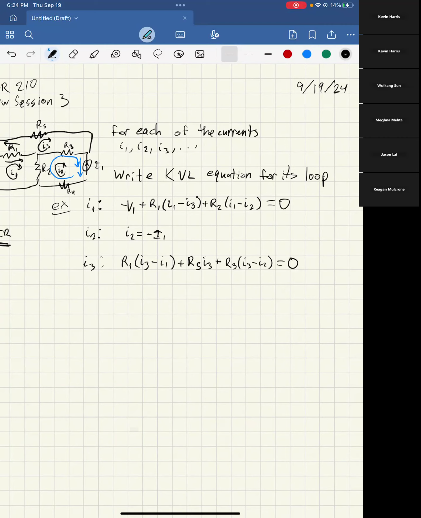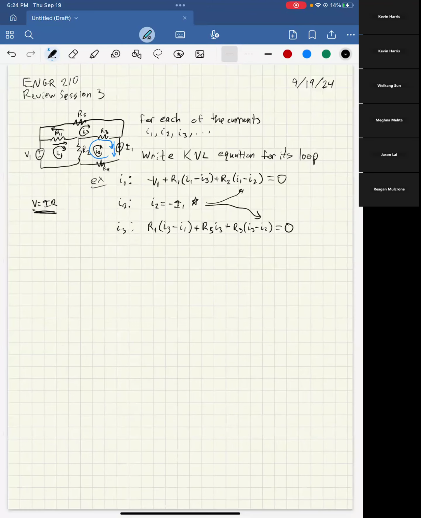You plug in values, assuming I gave you values for the resistors and such, but you have I2 directly, so you can just plug that in for here and for here. That would simplify your equations a lot, and then you have 3 equations, 3 unknowns. You can solve that using enough algebra.